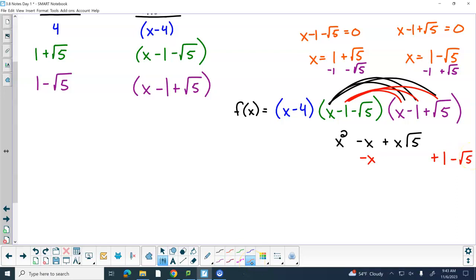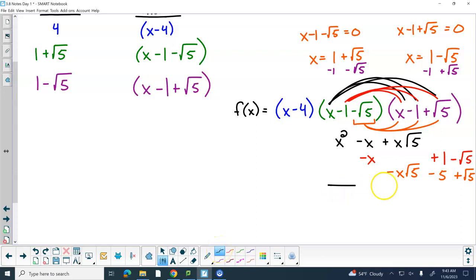And if I multiply by negative square root of 5, I would have negative x square root of 5, plus the square root of 5, and minus 5. Because the square root of 5 times the square root of 5 is the square root of 25, which is 5.